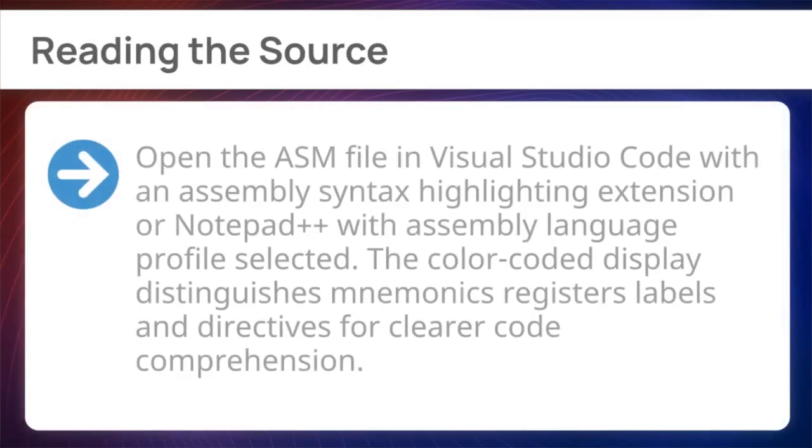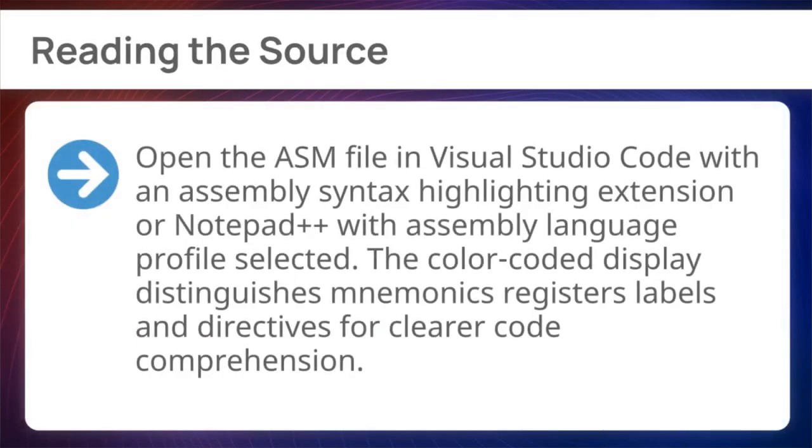First, writing the source. Open the ASM file in Visual Studio Code with an assembly syntax highlighting extension or Notepad++ with assembly language profile selected. The color-coded display distinguishes mnemonics, registers, labels and directives for clearer code comprehension.